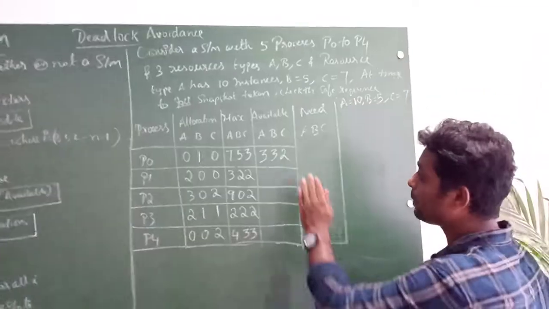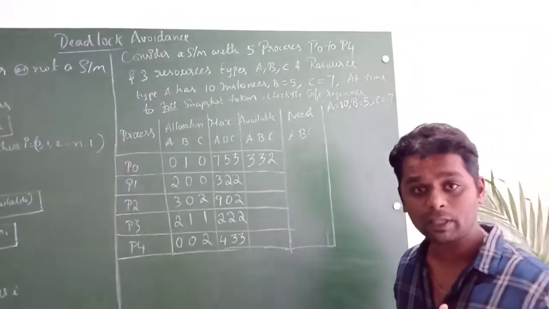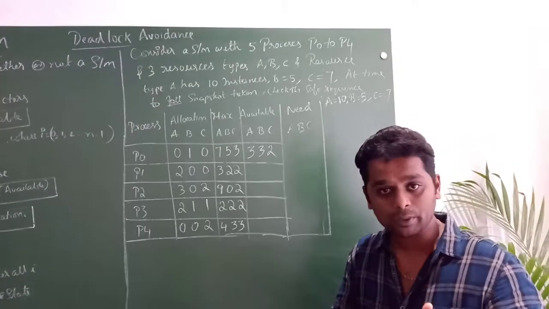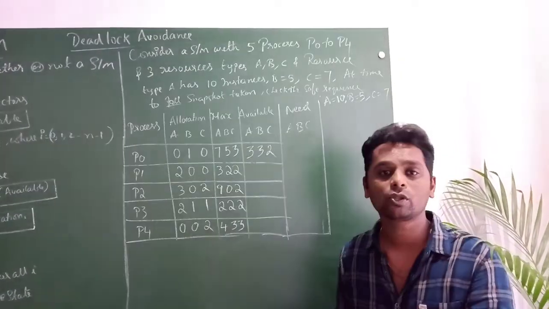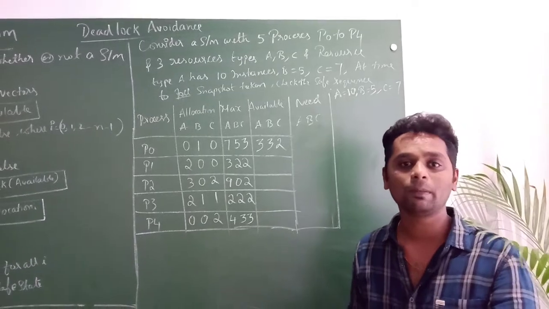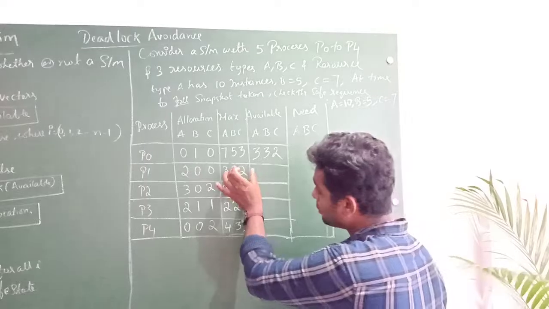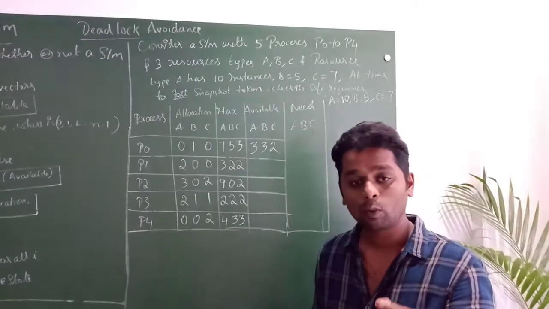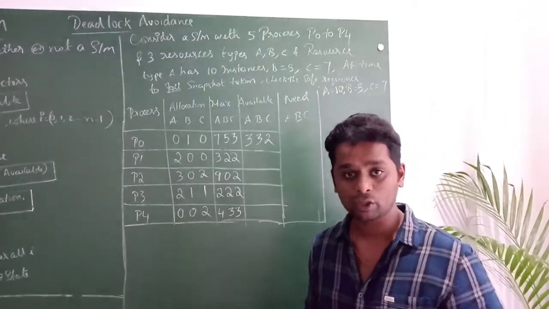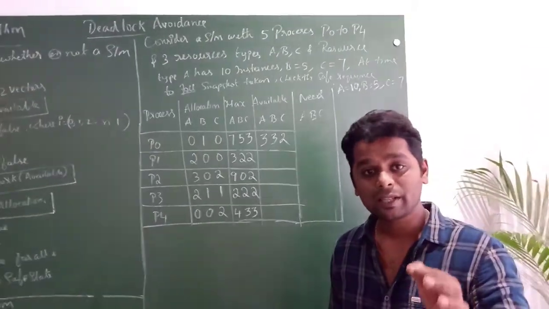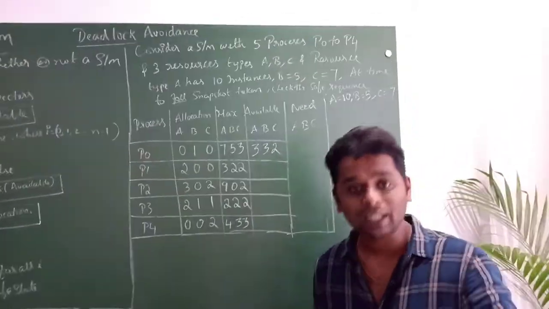Sometimes they may not give available. What do you mean by available? After allocating the resources to every process, how many resources are still available in your system. That's what it says. But what do you mean by max? Every process has to specify the maximum instances of each resource type it needs. Allocation is how many instances of each resource type are currently allocated.